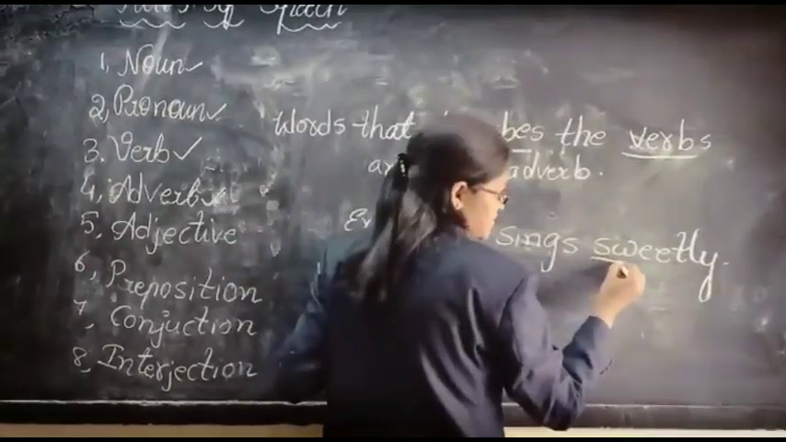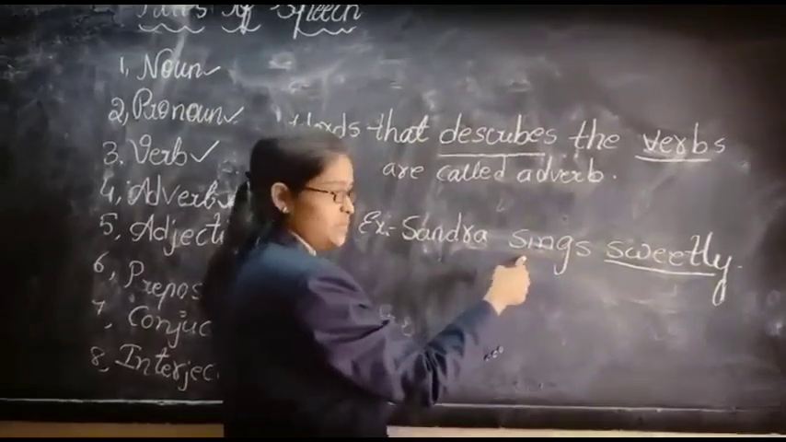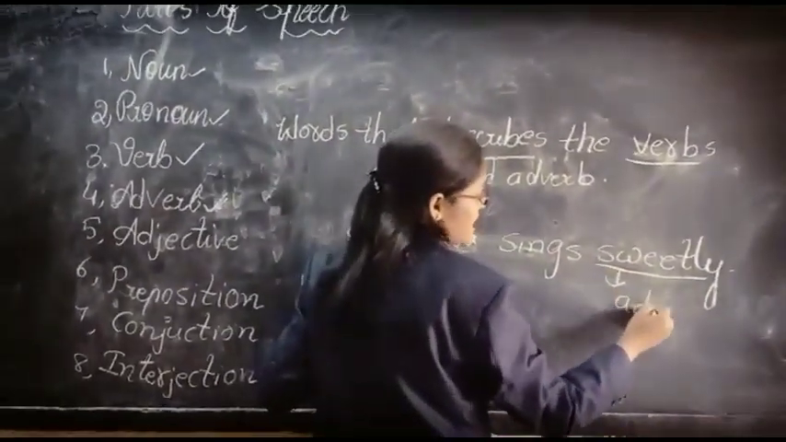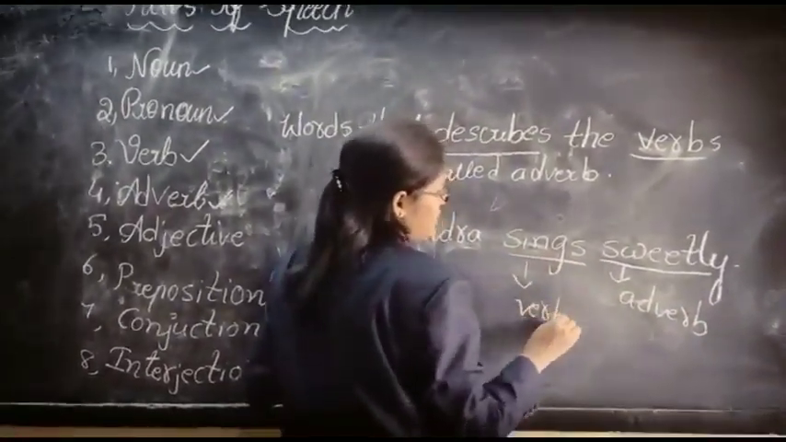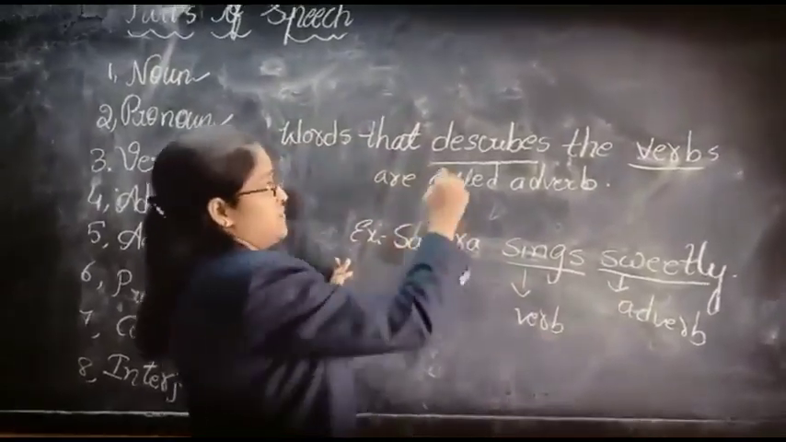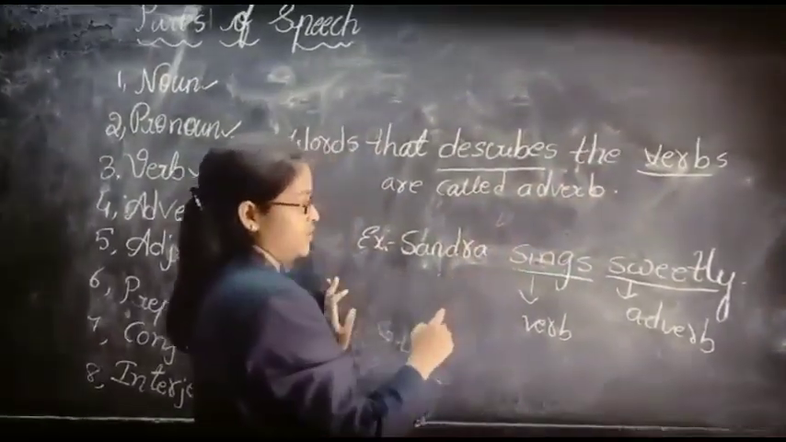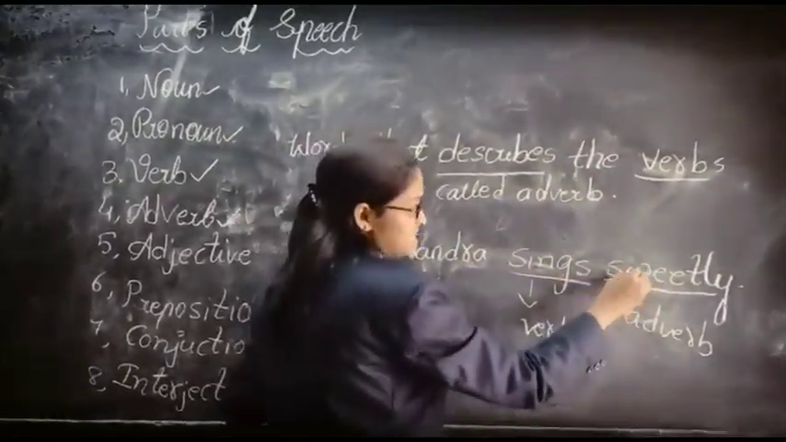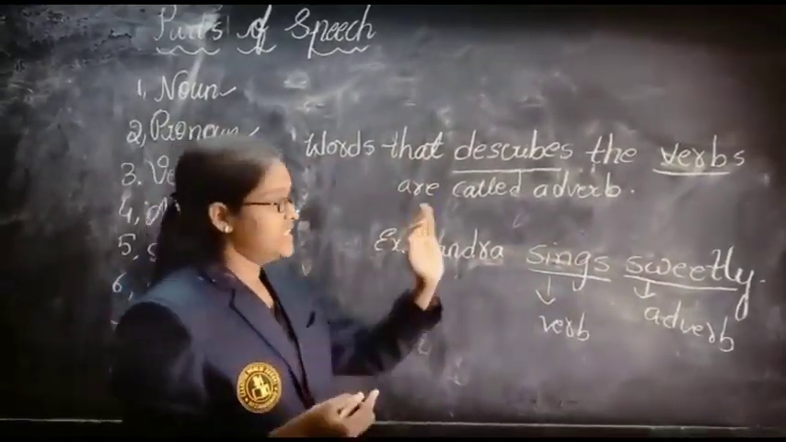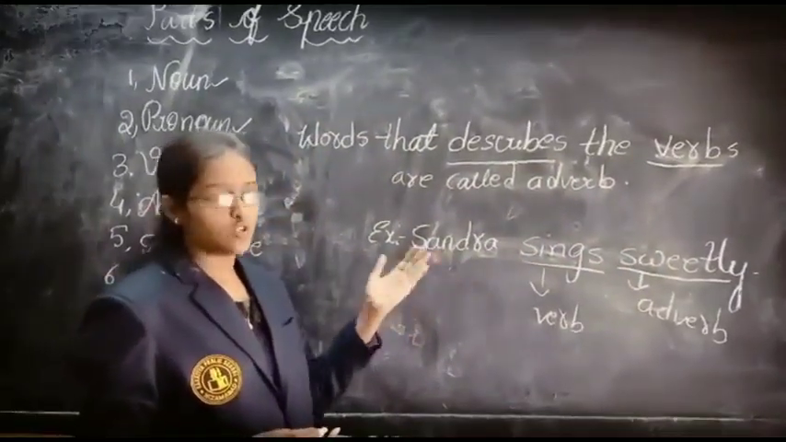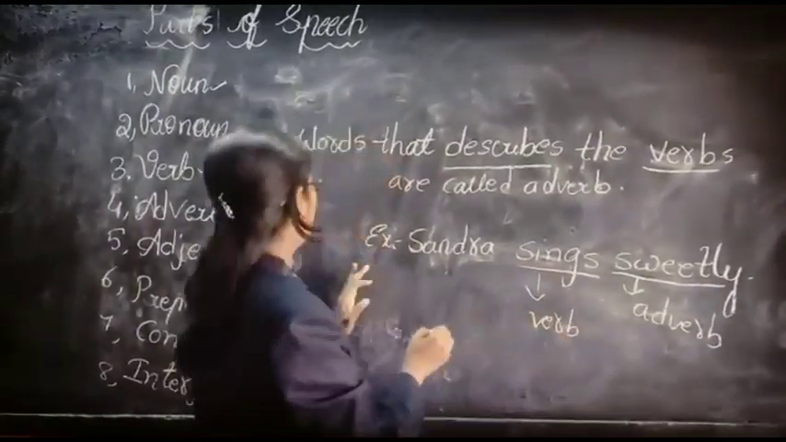Sweetly is describing the verb. So in this sentence, sweetly is the adverb and sings is the verb. What is the definition of adverb I have written? Words that describe the verbs are called adverbs. Sweetly is describing her song. How is she singing? Very sweetly. That's why sweetly is the adverb and sings is the verb.